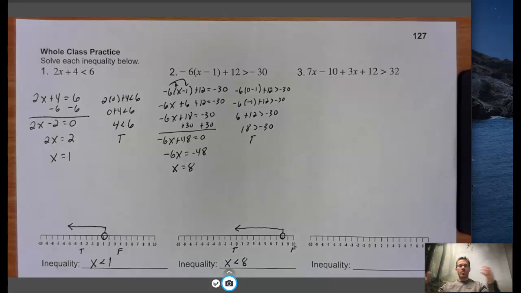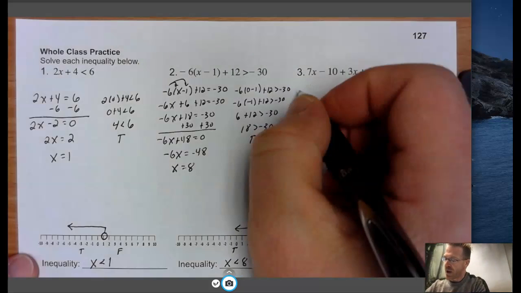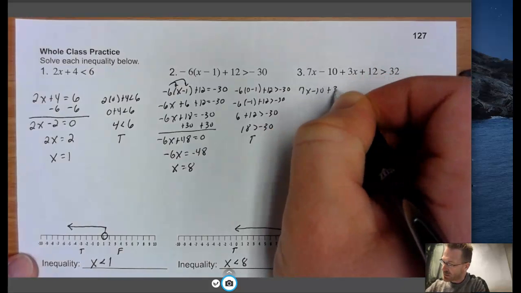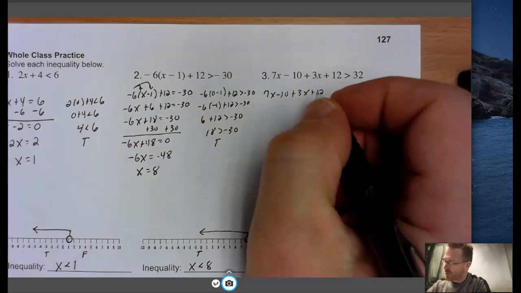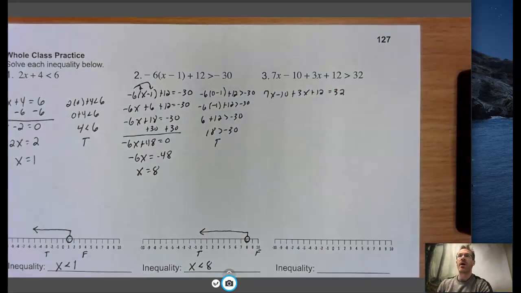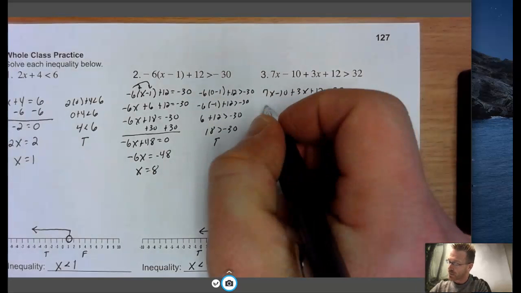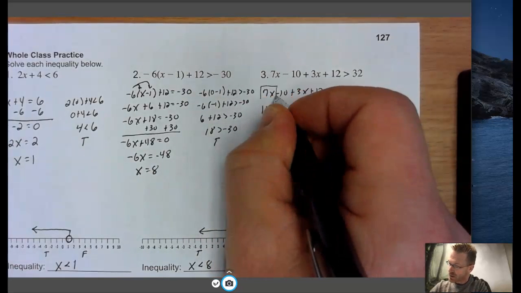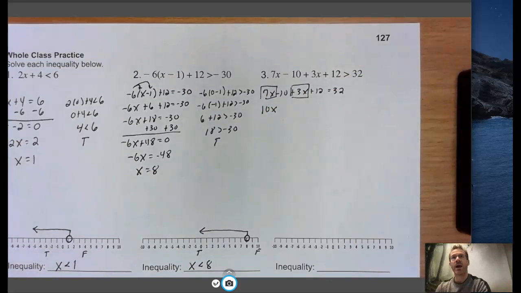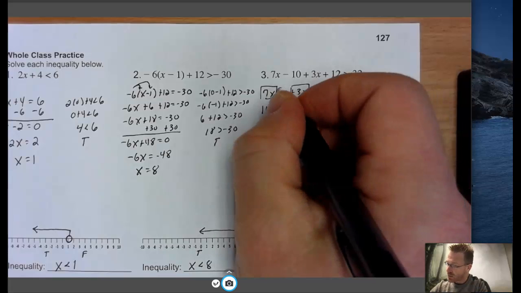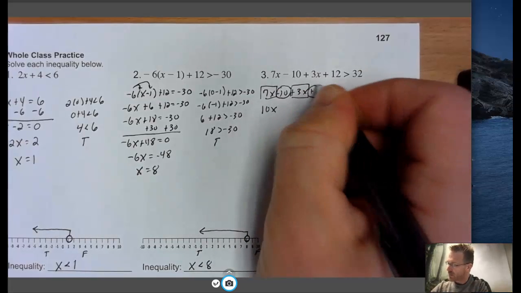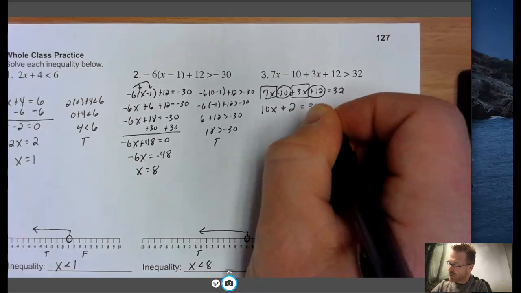All right, so now let's do one more together here. Let's do number 3, and that'll end our lesson for today. So now, once again, we're going to start by just rewriting this as an equation. Just going to slide this over a little bit, give me a little bit more room for my hand. So notice we don't have to worry about distribution here, but we do have two sets of like terms on the left side. I've got two x's, so 7x plus 3x, that would be 10x. And then I have two other like terms. -10 plus 12 would be +2, and then that's equal to 32.